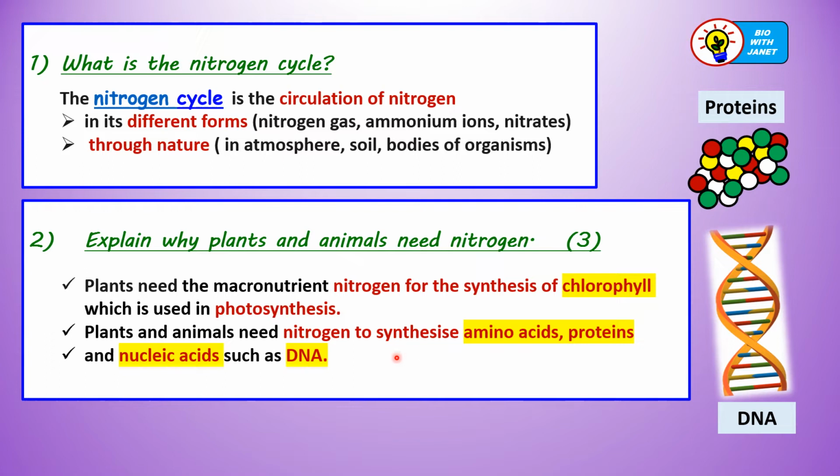Secondly, plants and animals both need nitrogen to synthesize amino acids and from there to synthesize proteins. And thirdly, there's one more compound that contains nitrogen, and that is the nucleic acids, such as DNA, the deoxyribonucleic acid, as shown here. All right, this top molecule is a protein molecule.